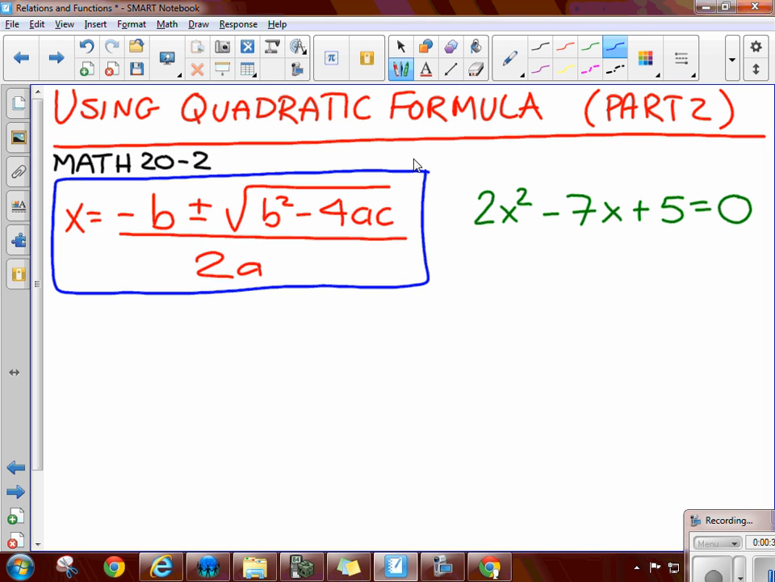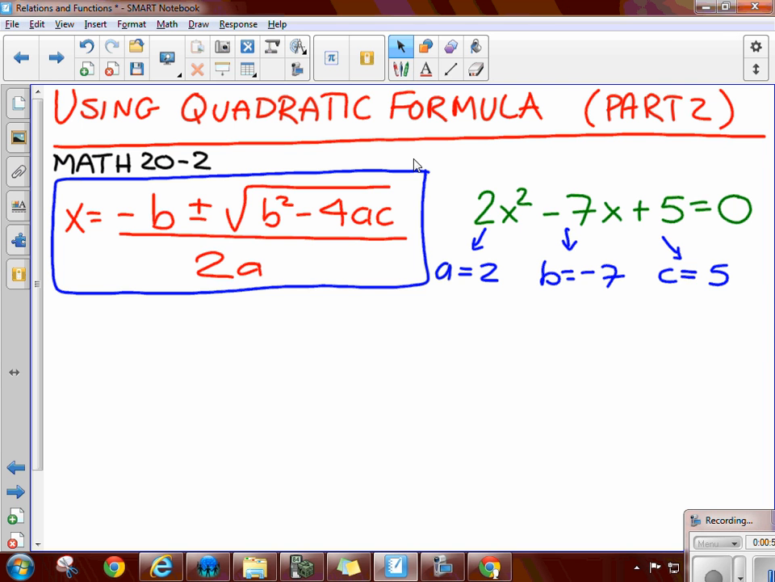So that's when we use this. So we're going to jump right into our examples, and this is the quadratic over here, 2x squared minus 7x plus 5 that we're going to look at. From here, and in the previous videos, we know that a is 2, b is negative 7, and c is a positive 5. So those are our three variables that we have to use inside the quadratic formula itself.